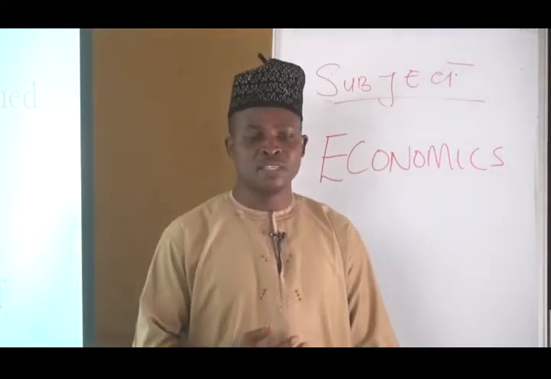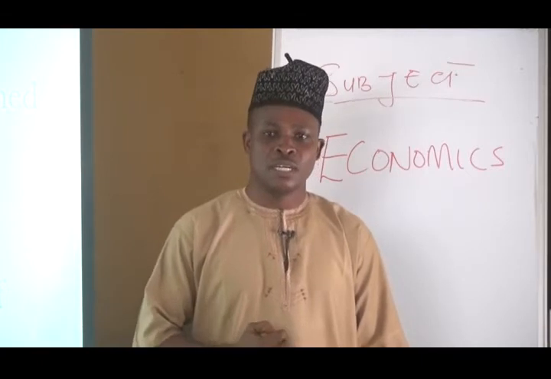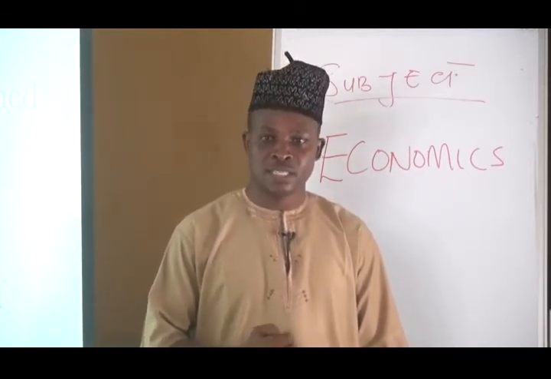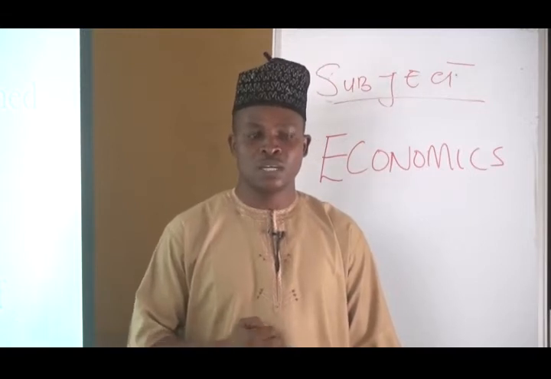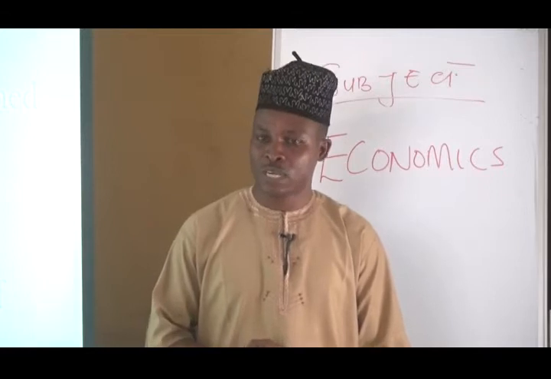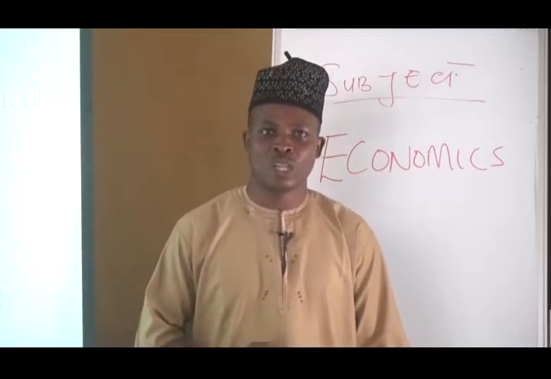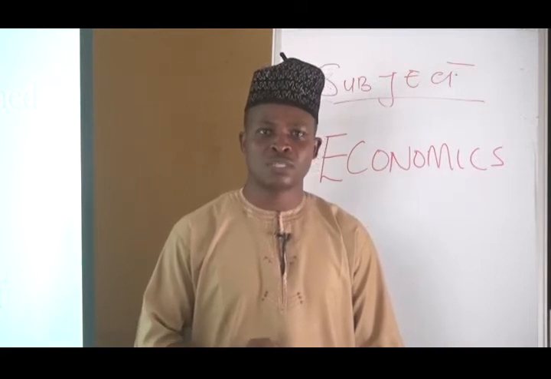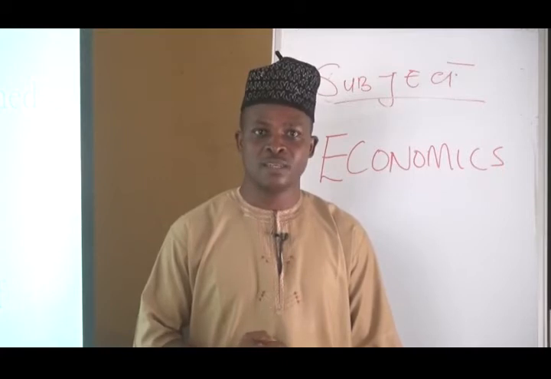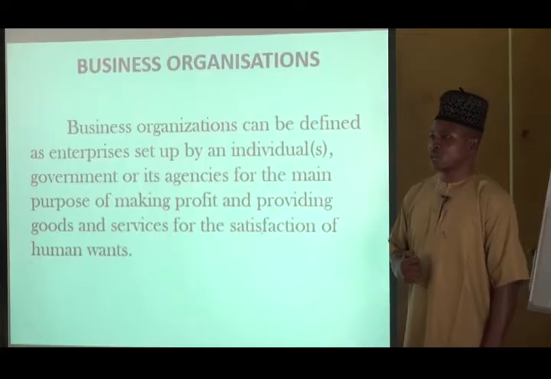It classifies into various sections. The first section talks about public and private enterprises. The second section talks about sole proprietorship and partnership. The third section talks about limited liability company. And the fourth section talks about public corporations and cooperative societies. These are some of the types of business organizations we have.